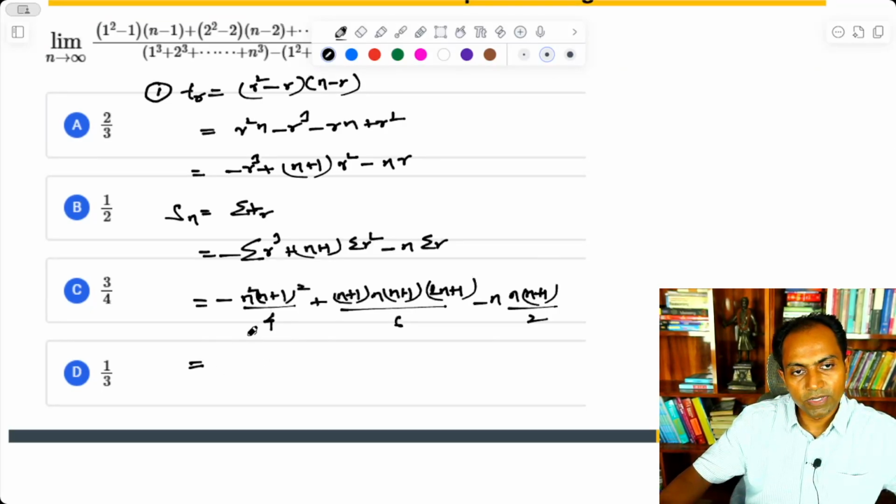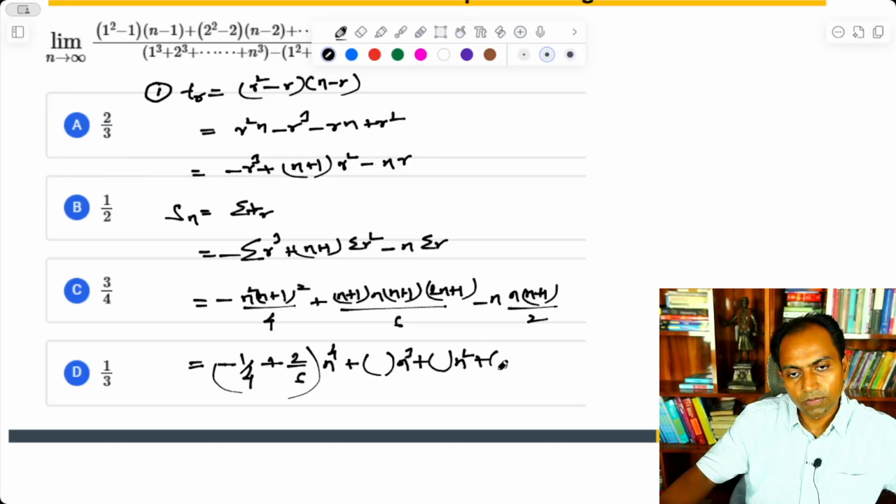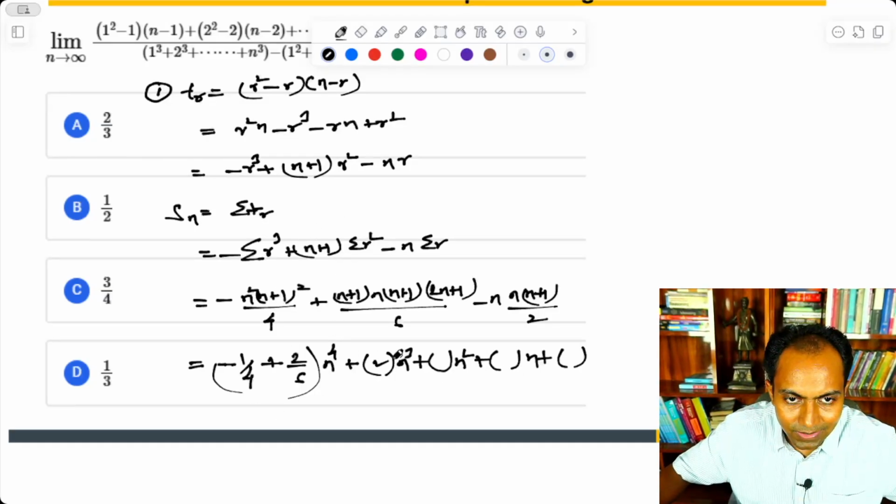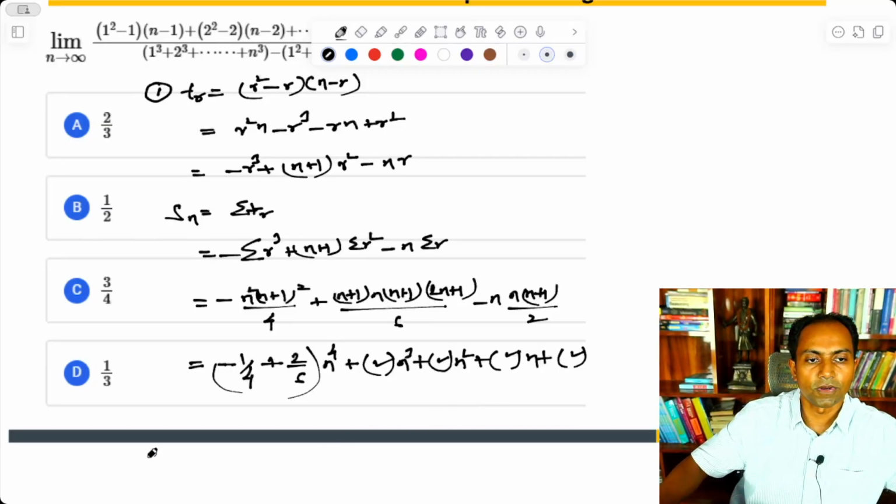Now, if I simplify this, you can see that the leading coefficient from here is 1 by 4. And after simplification, the leading coefficient will become plus 2 by 6, n raised to the power 4. And then you will have something into n cube plus something into n square, something into n, then some constant. I am not writing these terms after simplification because this calculation is largely not required.